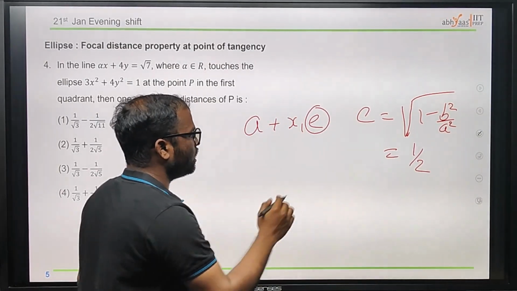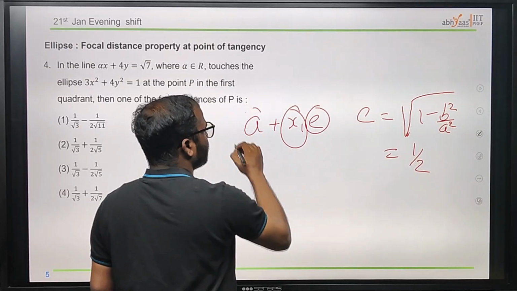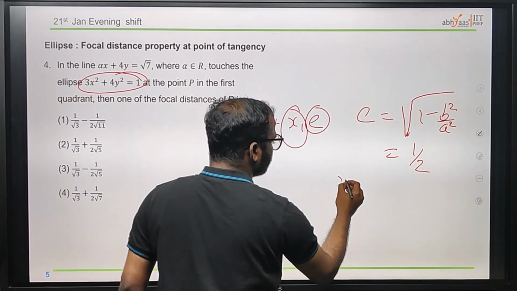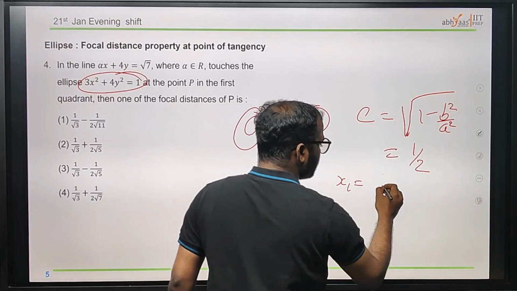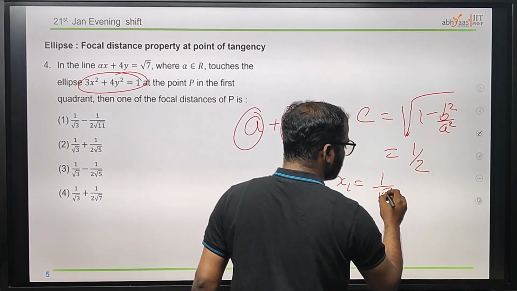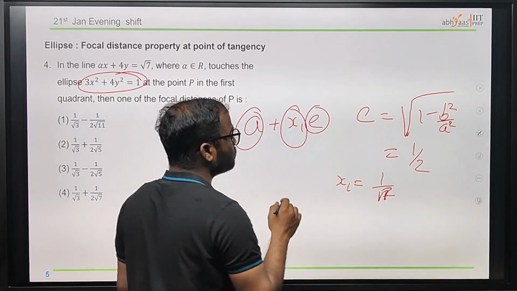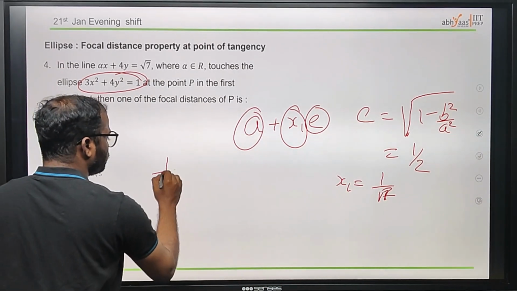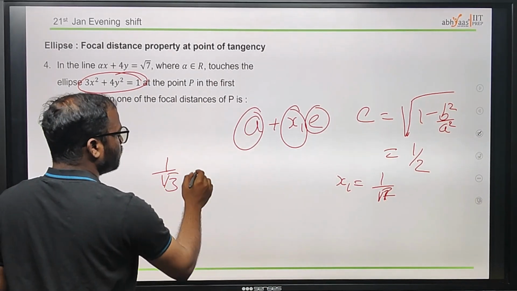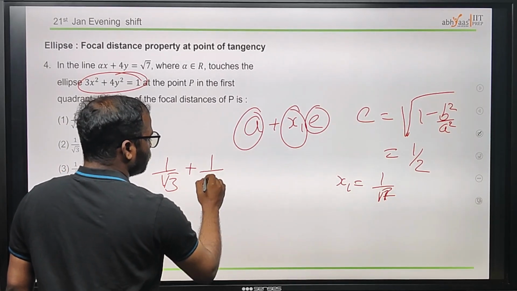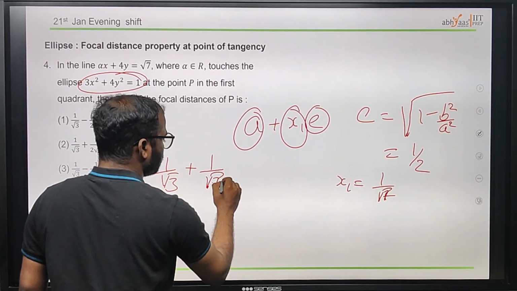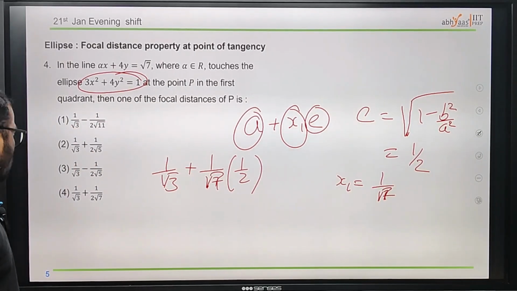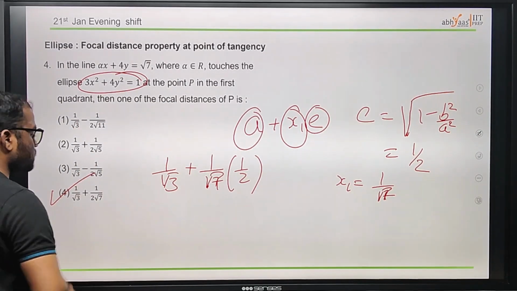After that, we got the x1 and a from this equation, where x1 will be 1 by root 7. If we do the simplifications, we will get 1 by root 7 and e as 1 by 2. And a is 1 by root 3, plus 1 by root 7, and e will be 1 by 2. If we see the options here, we will get 4 is the option.